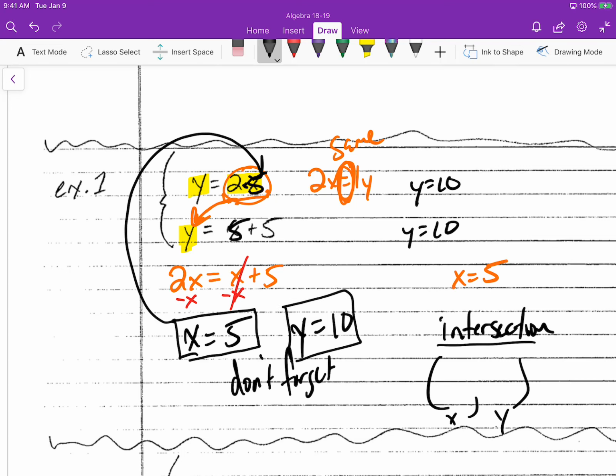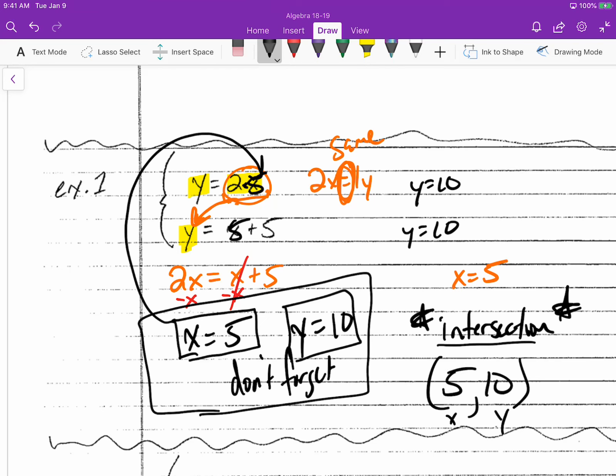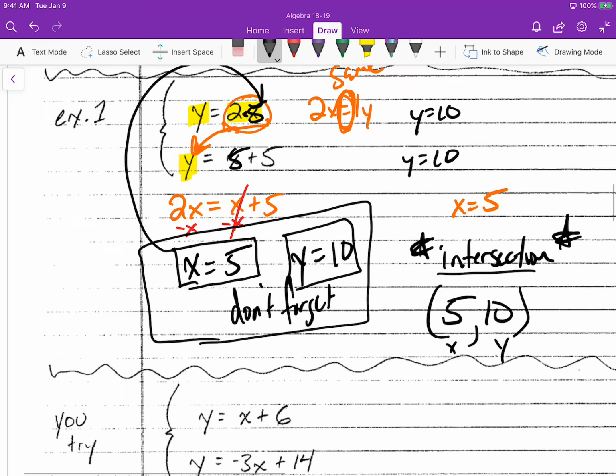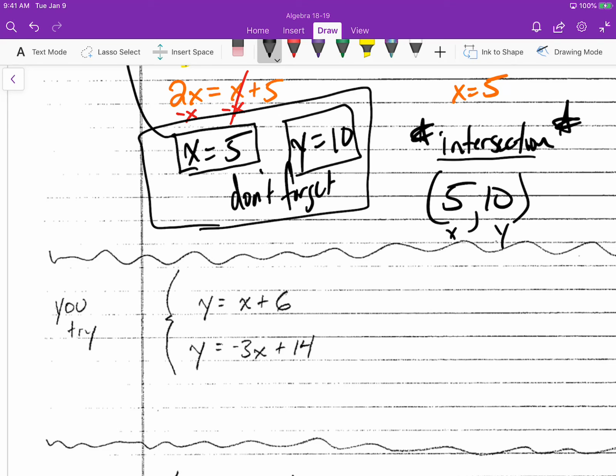Y equals 10. So you are allowed to write it like this, where you write both answers separately and kind of circle it, or the best way to write your answer is as an actual coordinate or a point, and write 5, 10. All right, so that's a pretty basic one. So here's where I would normally have you try, but I'll try it for you since we're not working together. So hopefully you could take a break and try this one.